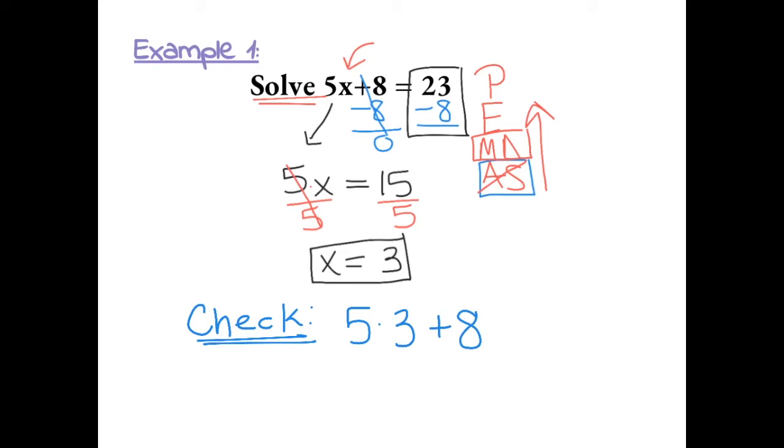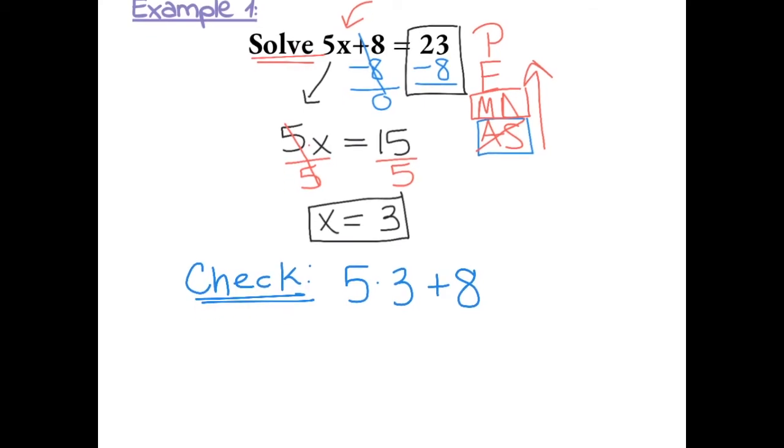Now, because we're simplifying this expression, and we have all numbers, we're going to follow order of operations in the regular order. So first, we need to do any multiplication or division. 5 times 3 gives us 15. 15 plus 8 equals 23. So we did get 23, so that means x equals 3 is the correct answer for x.